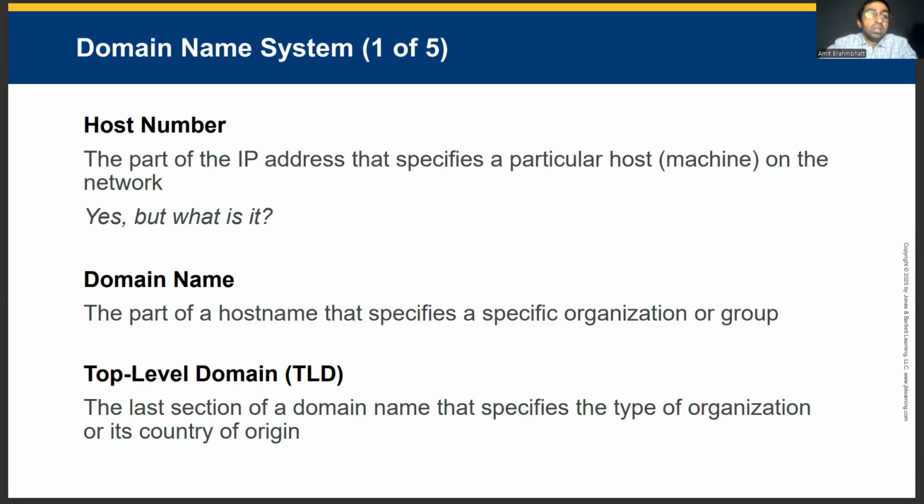Domain name system. A host number identifies a specific machine within a network, while the domain name identifies the organization or group. The top level domain appears at the end, like .edu, .com, or country codes, indicating type or location.